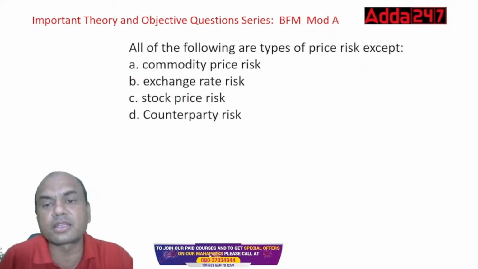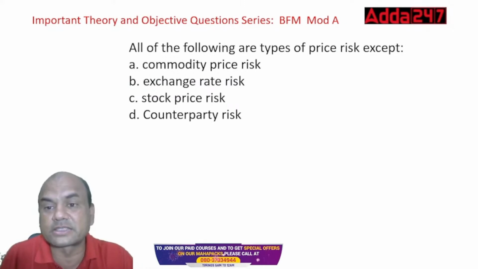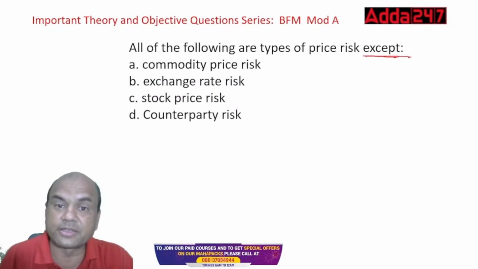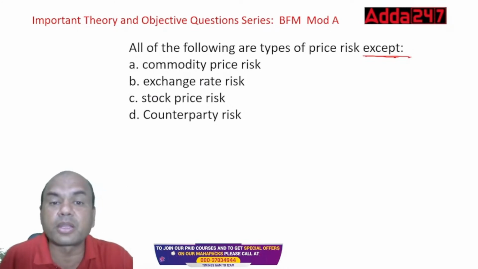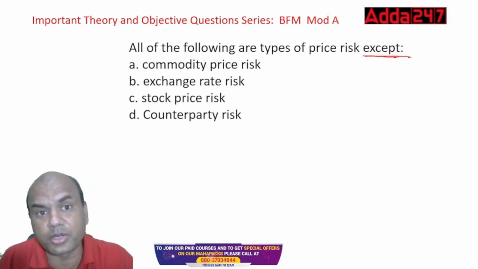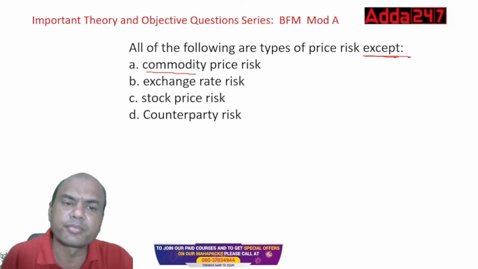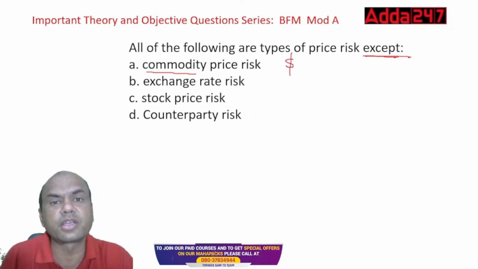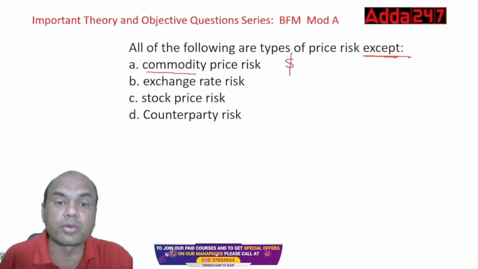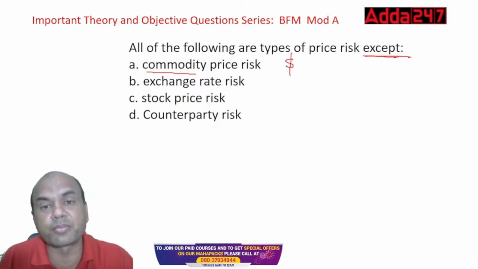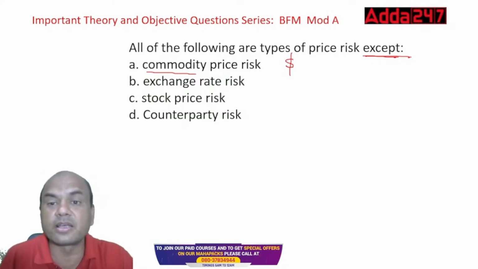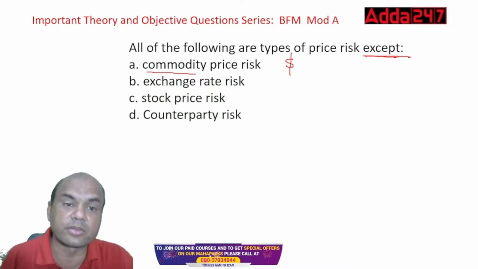All of the following are the types of price risk except, so which is not the type of price risk? All of them. Let's see. Price risk means what? Commodity price risk, the price of any commodity. What is the commodity? Commodity is anything. Dollar is also a commodity. Okay, currency is also a commodity. So commodity price risk, exchange rate risk. That is also price risk, because if the dollar rate or the exchange rate changes, definitely the price will change. So this is also the part.